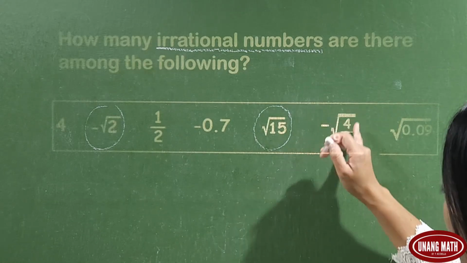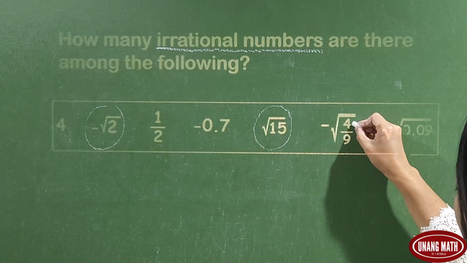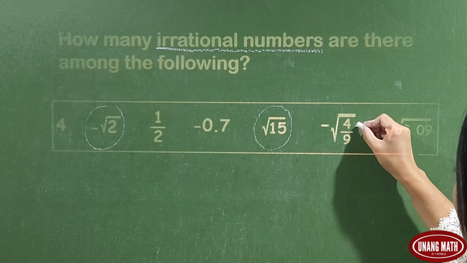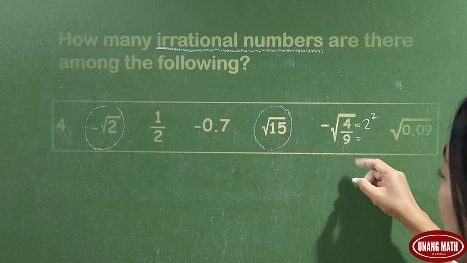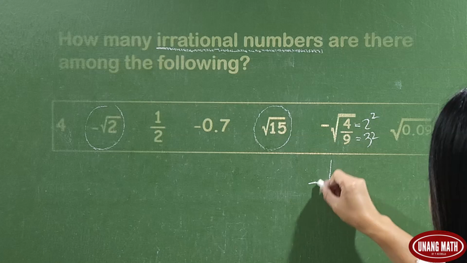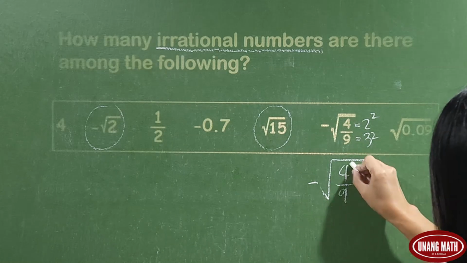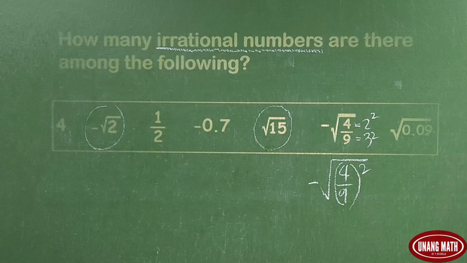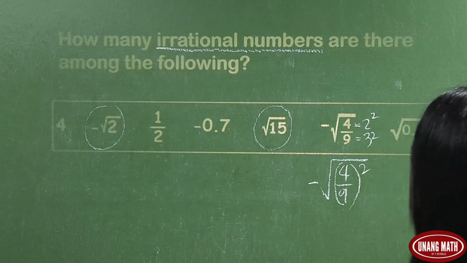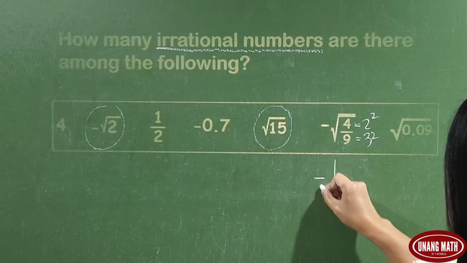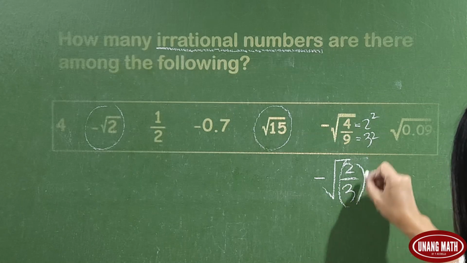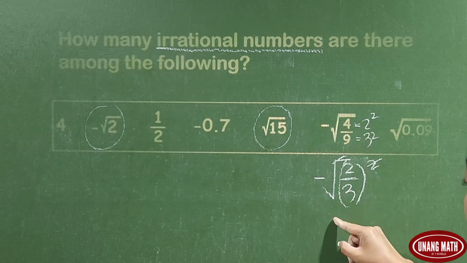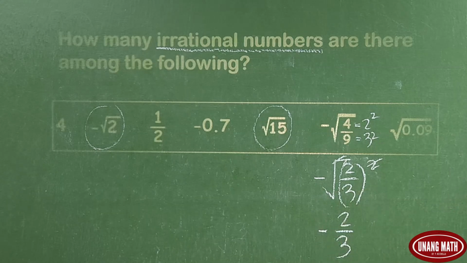What about negative square root of 4 over 9? 4 is a square number, so we can write this one as 2 squared. 9 is also a square number, so we can write this one as 3 squared. So we can write this as 4 over 9, which is 2 over 3 inside the parentheses raised to the power of 2. So this is negative square root of 2 over 3 inside the parentheses raised to the power of 2. So this is now negative 2 over 3, and this is a rational number.